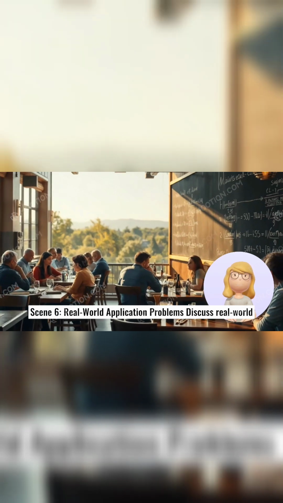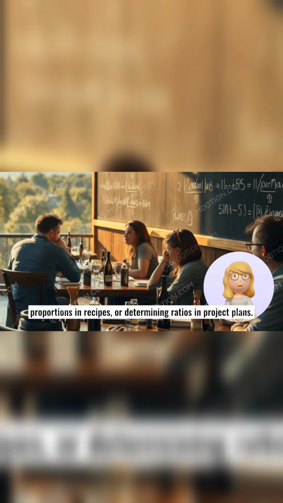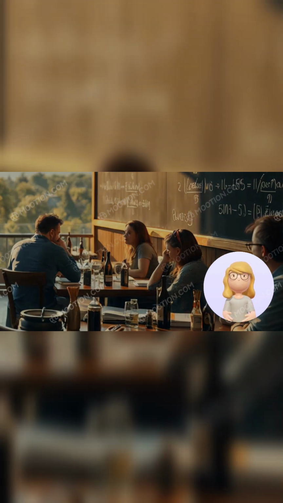Scene 6. Real-world application problems. Discuss real-world scenarios where rational numbers are essential. Problems can involve financial calculations, such as calculating interests, proportions in recipes, or determining ratios in project plans.